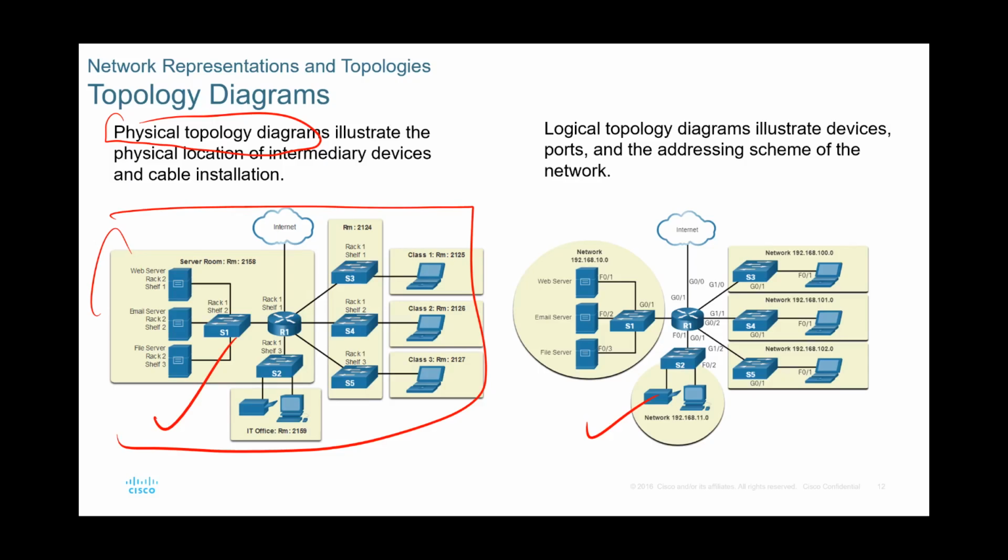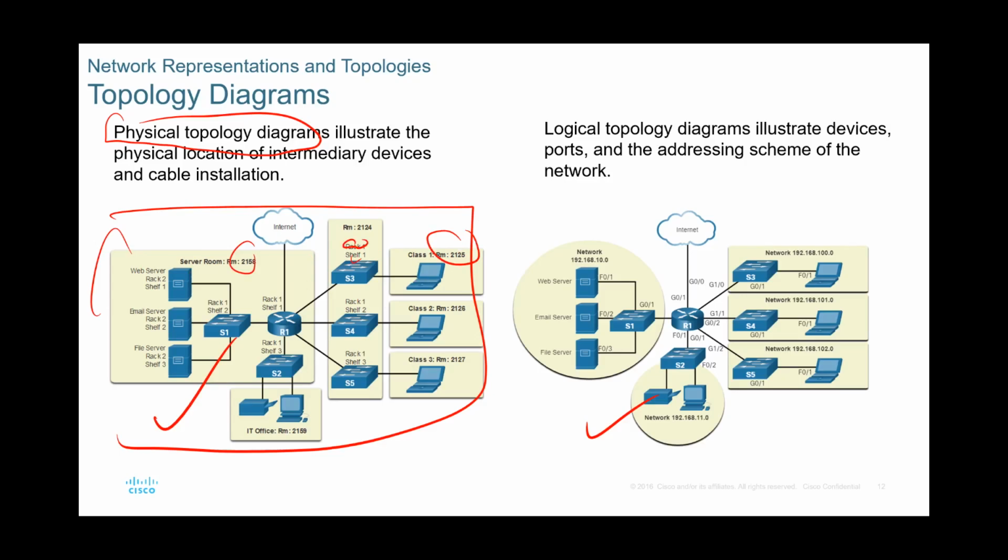And if you take a look at this topology diagram, it has the rack number. I believe you should know what a rack is. That is where we mount all our devices. Shelf number, rack number, shelf number. Even the computers have rooms where they are located. The servers too, they have rooms where the servers are located. All of these details must be captured under our physical topology diagram.